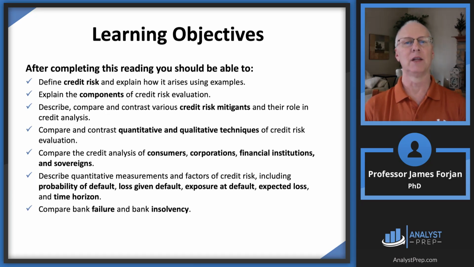Now, with that in mind, let's go ahead and look at these learning objectives. So notice we're doing lots of defining and explaining and comparing. We'll talk about credit risk. We'll talk about credit risk mitigants. We'll take a look at some techniques that are quantitative in nature and qualitative in nature. And then look at that one somewhere in the middle there, credit analysis of consumers, corporations, financial institutions, and some government entities. And then we'll end with just a little bit of mathematics, but not a lot.